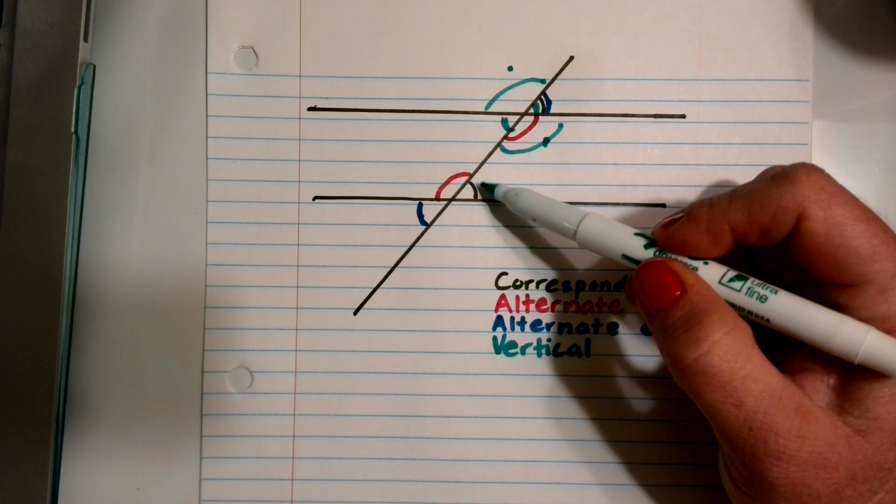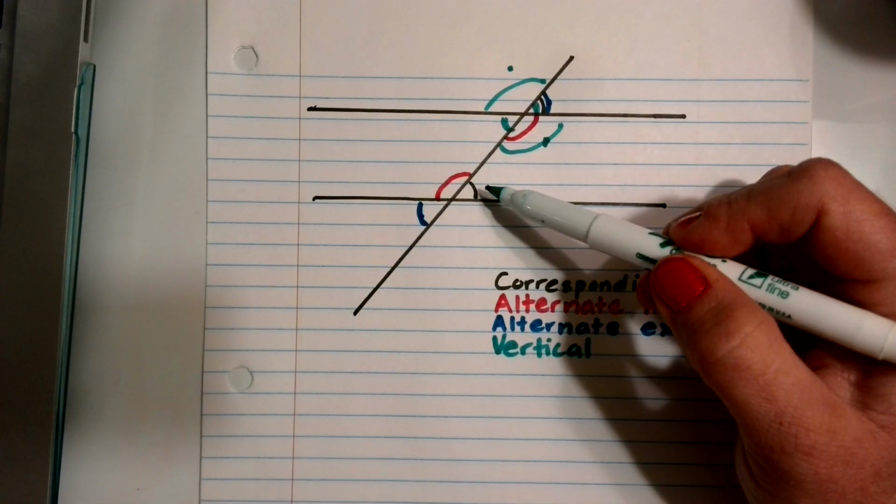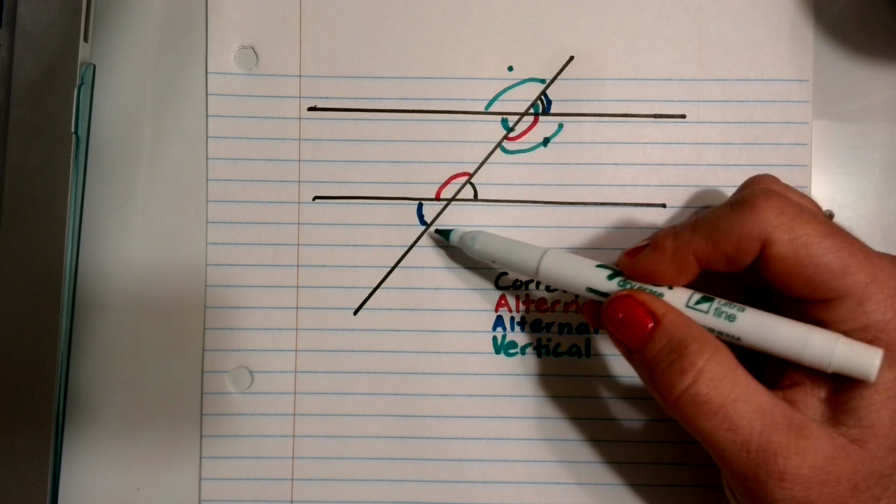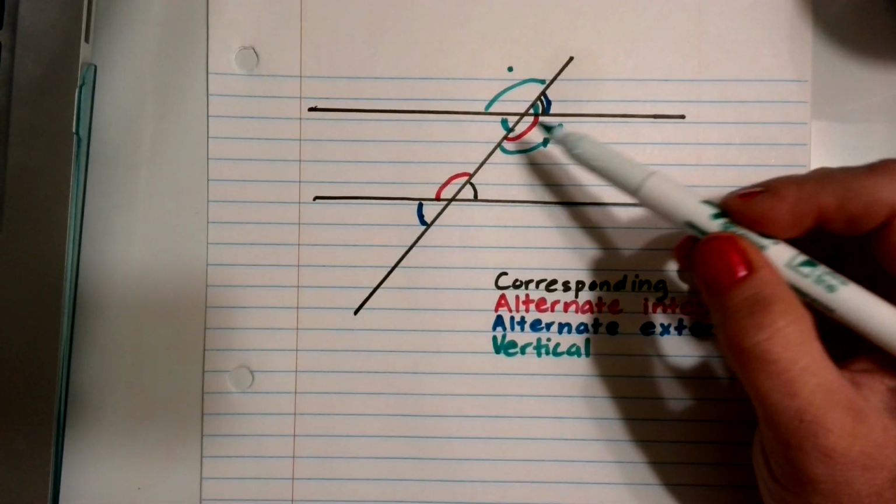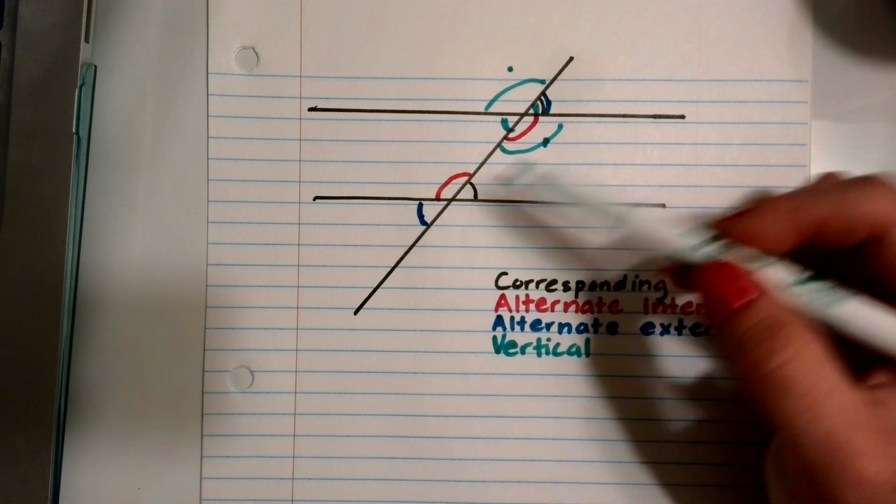Interior angles are inside the parallel lines. Exterior angles are outside the parallel lines. And alternate means they're on opposite sides of the transversal. Okay?